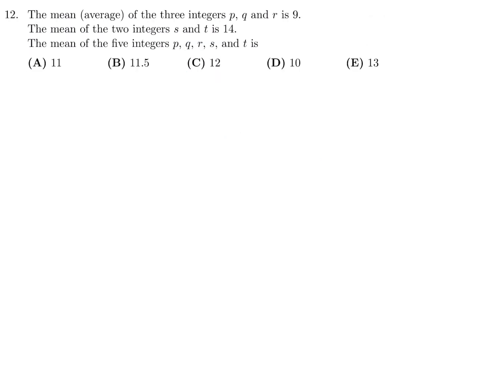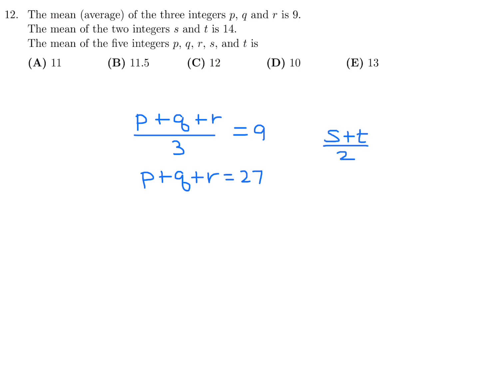The mean of three numbers, P, Q, R, is 9. The mean of two integers, S and T, is 14. The mean of five integers, P, Q, R, S, T. P plus Q plus R divided by 3 is 9. So that means P plus Q plus R is 3 times 9, which is 27. S plus T divided by 2 is 14. So that means S plus T is equal to 28.